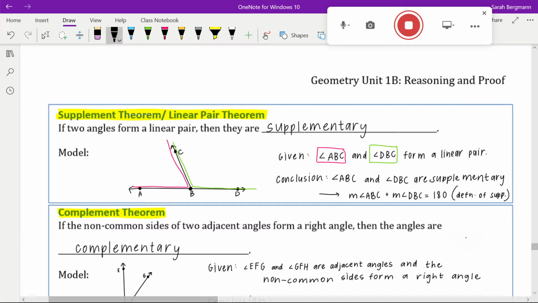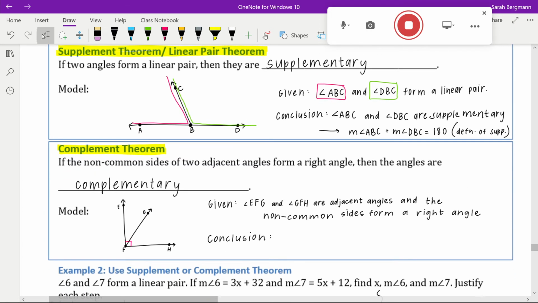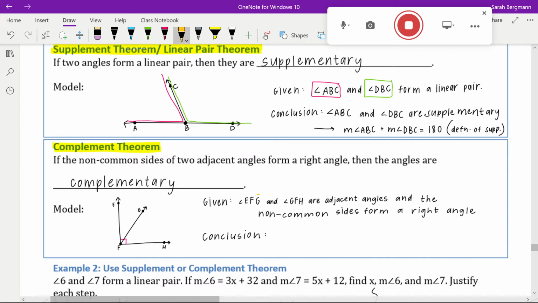There's a similar theorem for complementary angles called the complement theorem. It says if the non-common sides of two adjacent angles form a right angle, then the angles are complementary. So for example, if we are given that angle EFG and angle GFH are adjacent angles and the non-common sides form a right angle, we can conclude that angle EFG and angle GFH are complementary.